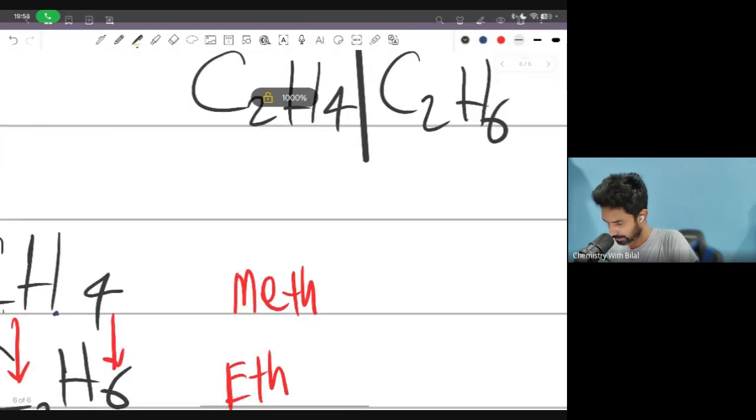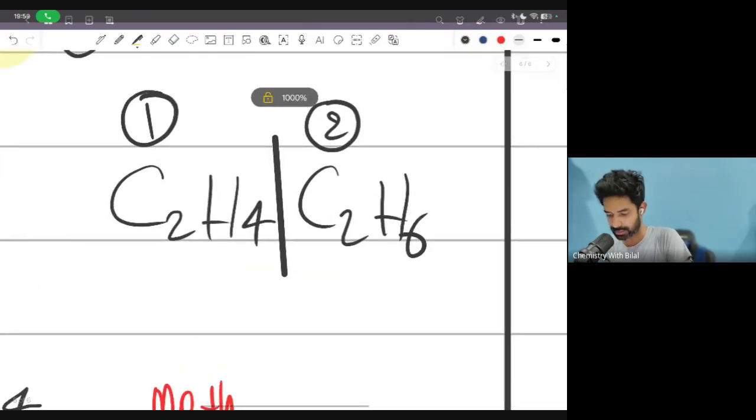Which one of them is alkane and which one of them is not? इनमें से alkane कौन है? First वाला या second वाला? शाबाश. Which of these are alkane? Second one. Excellent. Why? Why do you think second one is alkane and why not first one?